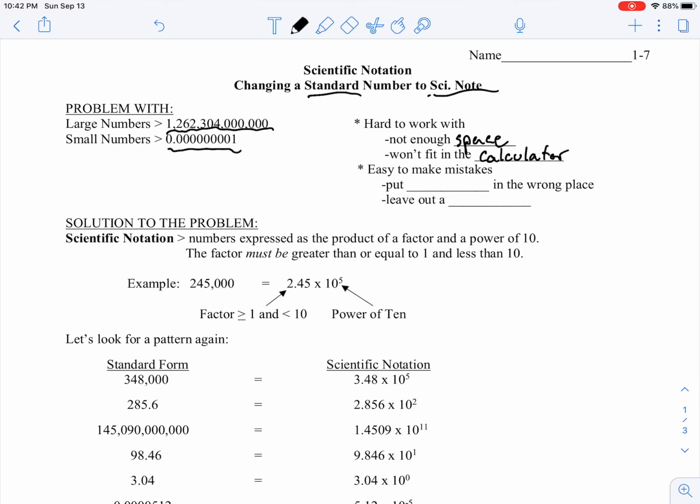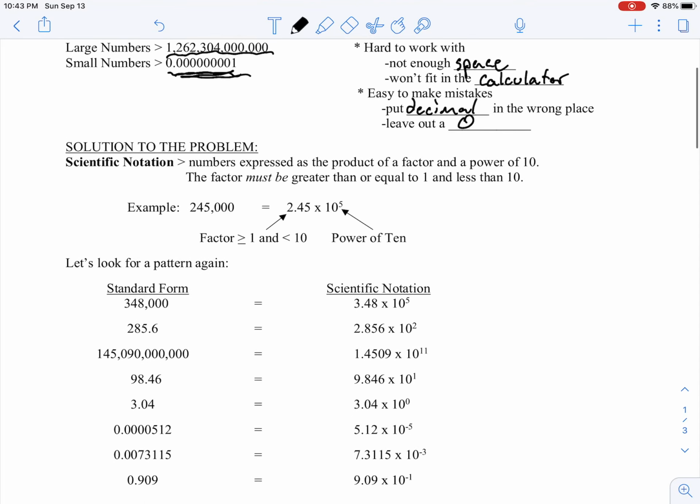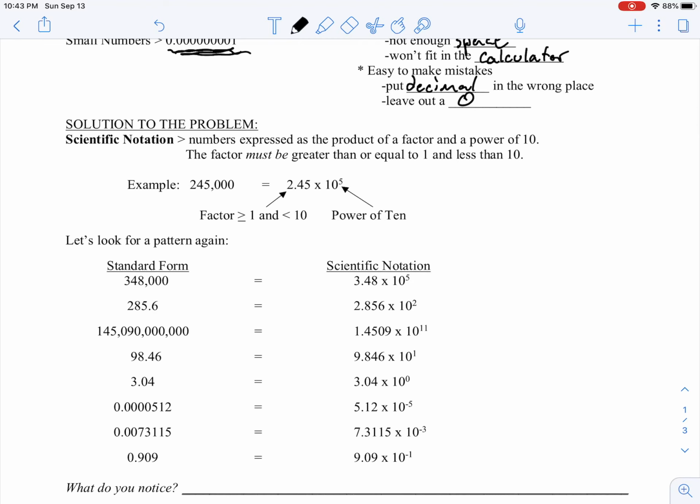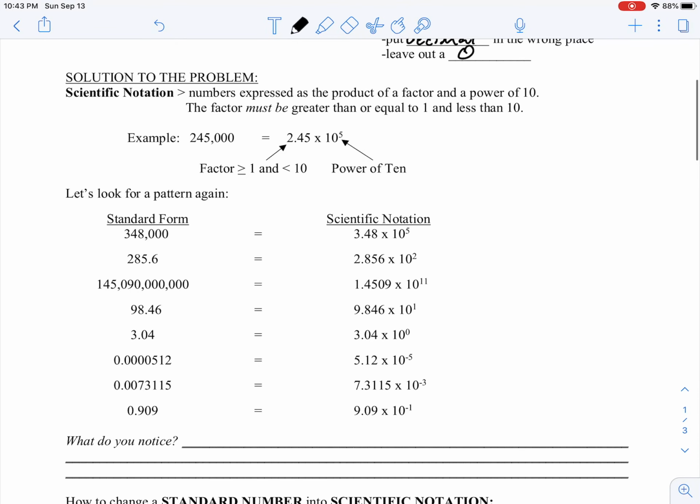And also with these smaller numbers, it's easy to make mistakes, such as putting a decimal in the wrong place or leaving out a 0 in all of these decimal places here. So, to help combat these problems, they came up with scientific notation. So numbers expressed as the product of a factor and some power of 10.